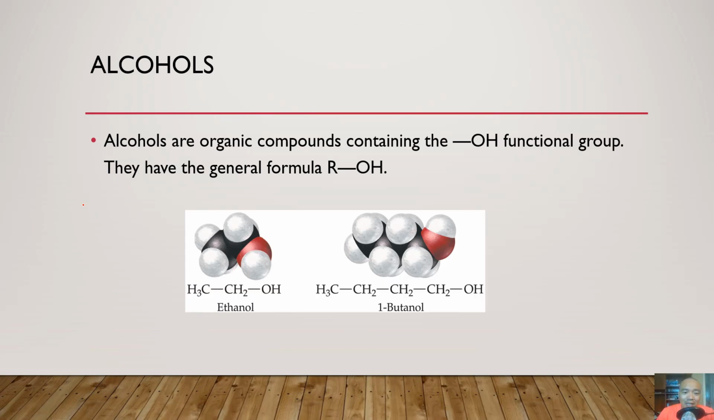Let's look at some examples of alcohols. Alcohols are the organic compounds containing the OH functional group, as we just talked about. For example, in ethanol, you have 2 carbons and the OH group as the functional group. In 1-butanol, that means on carbon 1, you have the OH group, because "ol" means the functional group of OH.